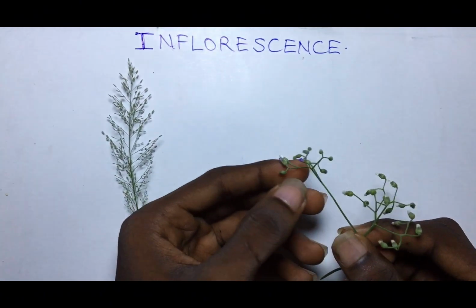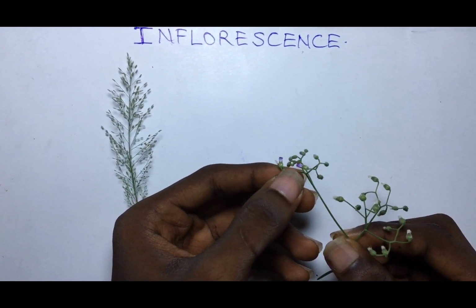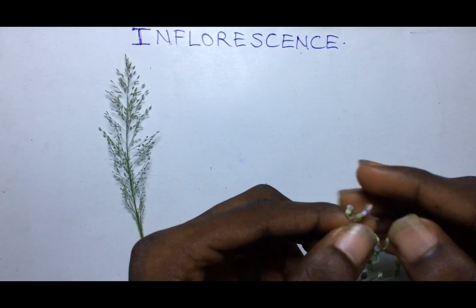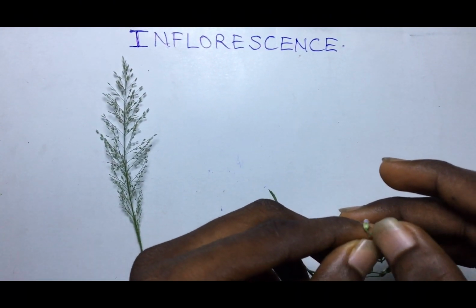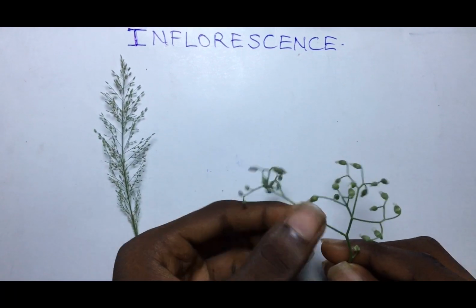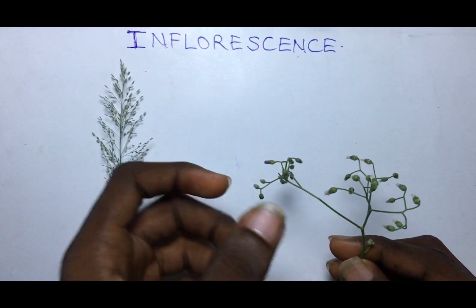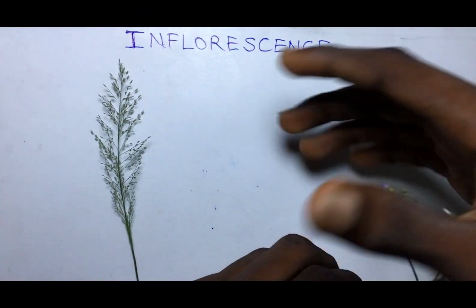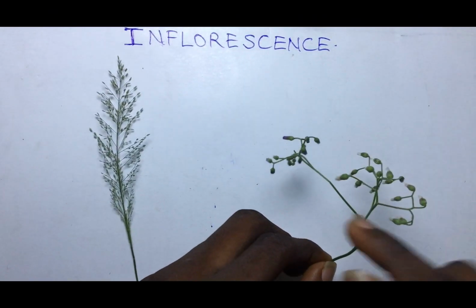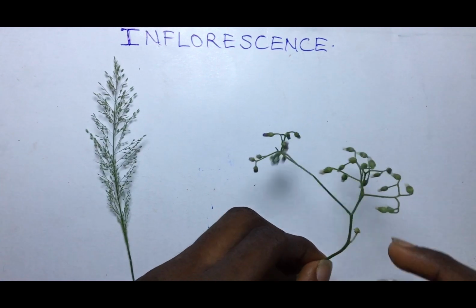So now the stalk that is carrying a single flower is called the pedicel. As you can see, this is a pedicel. It's a stalk that is carrying a single flower, while the stalk that is carrying branches of flowers within the inflorescence, the group of flowers, is called the branches, as you can see.